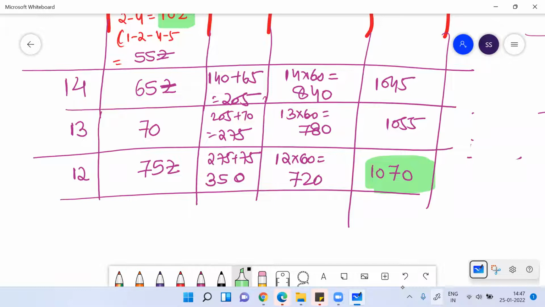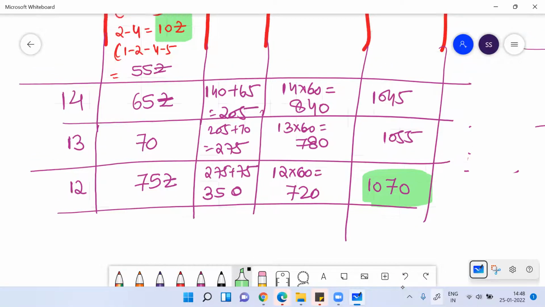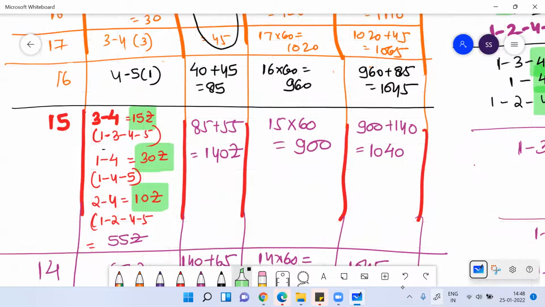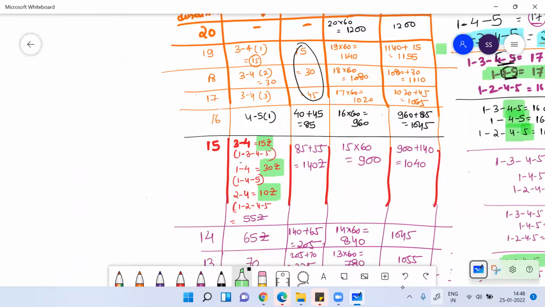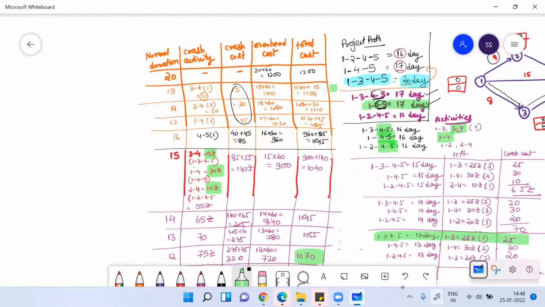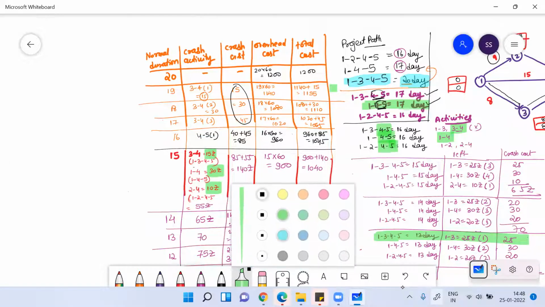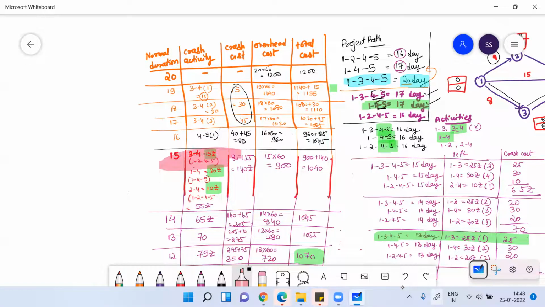Fine. But when it comes to optimal duration, it refers to the duration which yields the minimum total cost, whereas the minimum duration is the one where no more crashing is possible. So optimal duration means where your cost was minimum. See this total cost. You can see your total cost was minimum in 15 days. Can you understand?